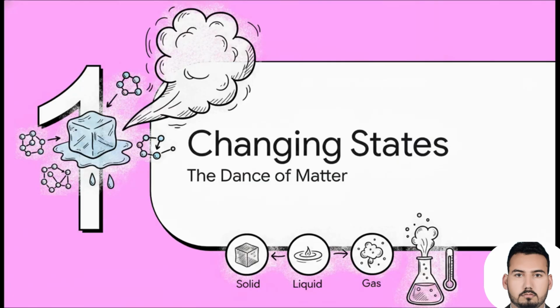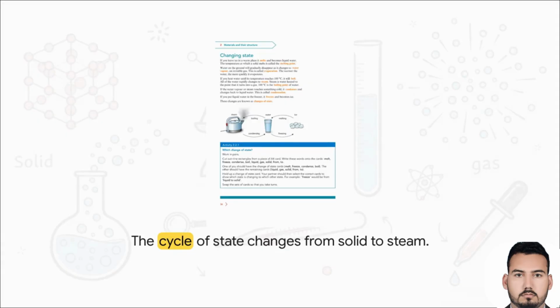Let's go. Section 1. Changing states and the dance of matter. Okay, let's trace the complete cycle of water, starting over with solid ice. If you just leave ice sitting out in a warm place, it follows that melting path to become liquid water. Heat that liquid water up enough and it boils, right? It turns into steam, which is an invisible gas.